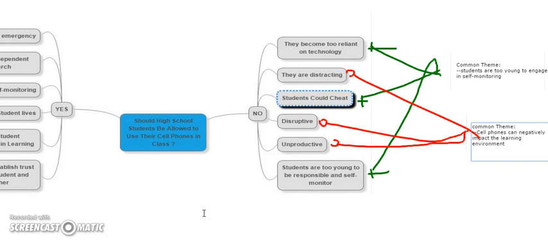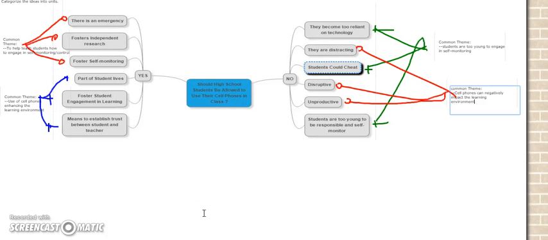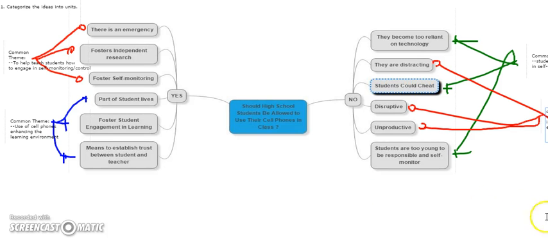Once I've done the categorization, what I'm going to do then is I'm going to step back and I'm going to look at my ideas. I'm going to look at each side. I'm going to say to myself, okay, which themes do I seem to have more to say about?